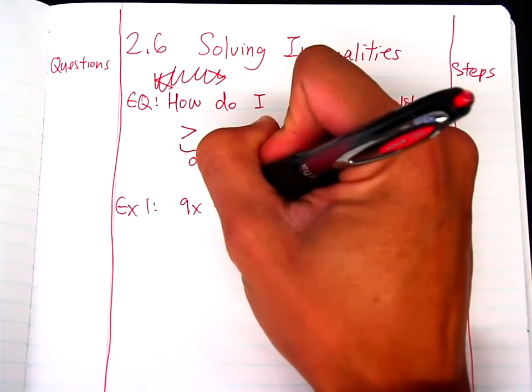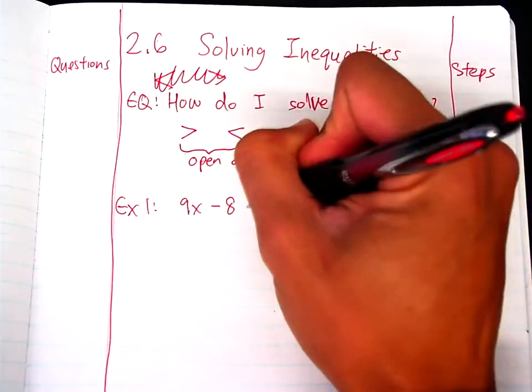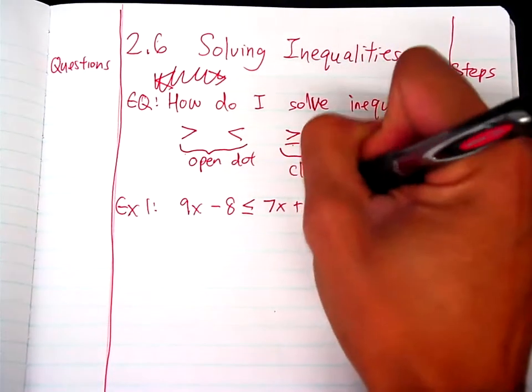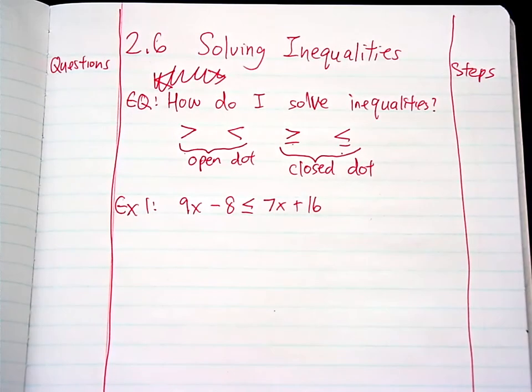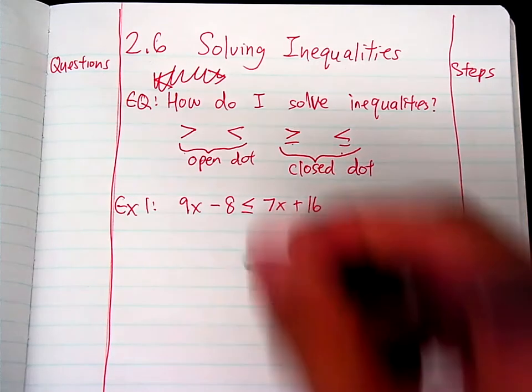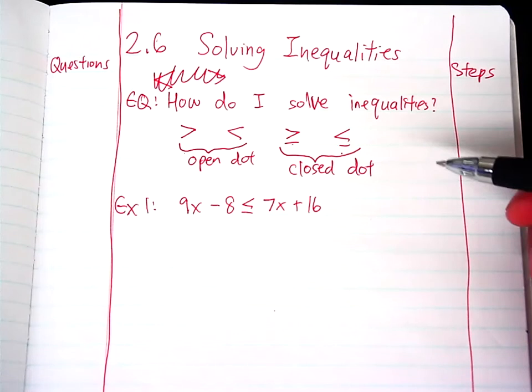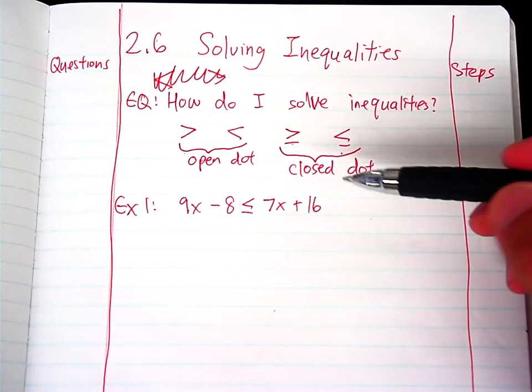Our first example is 9x minus 8 is less than or equal to 7x plus 16. It's just like solving an equation, except at the end I have to draw an inequality graph. The only thing I have to remember is if I ever multiply or divide by a negative number, I have to switch the sign.